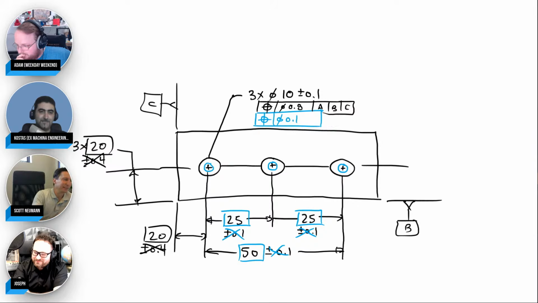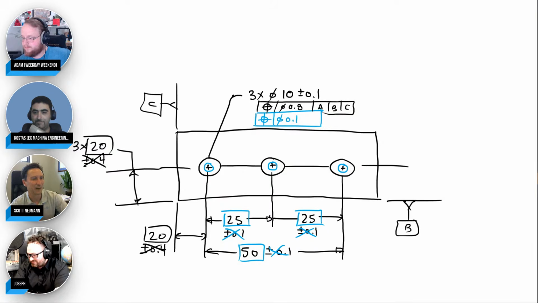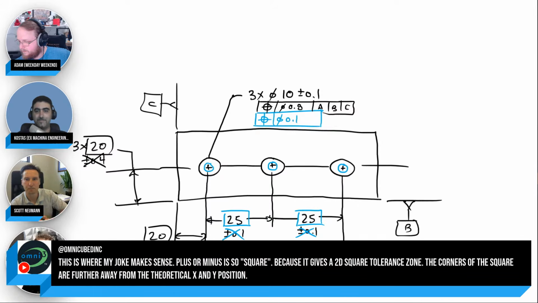This is just really easy datum, B edge, C edge, right? But holes and slots and dowel pins and alignment holes and much cooler datum features you can have on real parts. Yep. And OmniCube made a joke about square dimensions, and this is where it makes sense, because plus or minus gives you a square or a rectangle and pretty much nothing else.